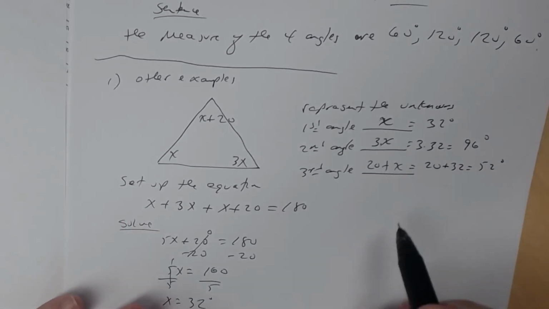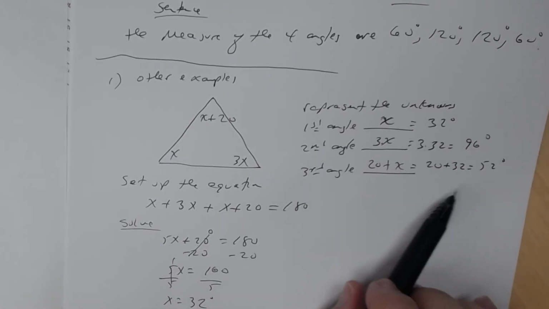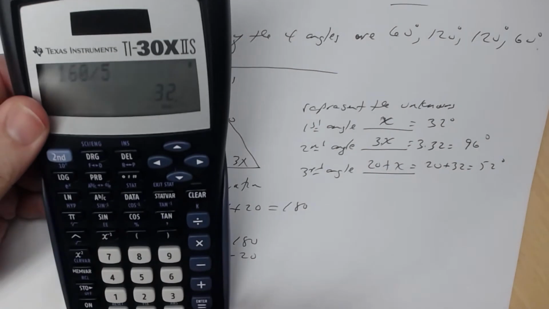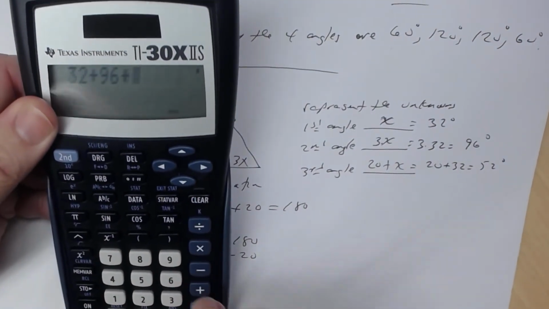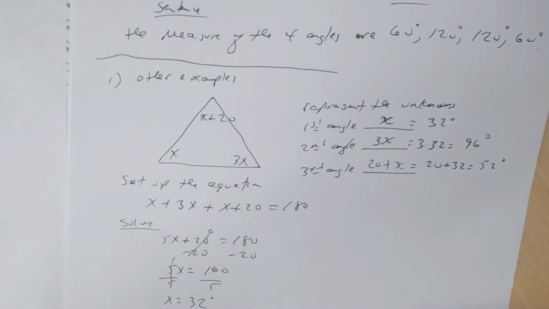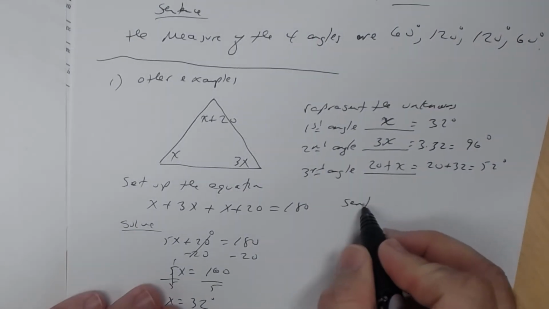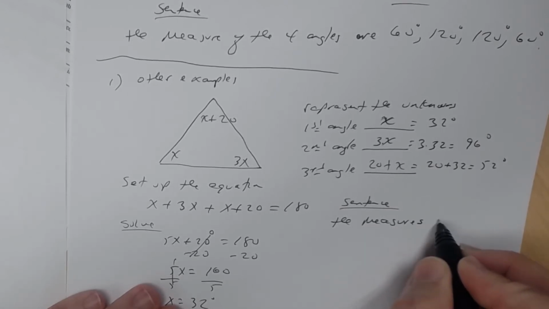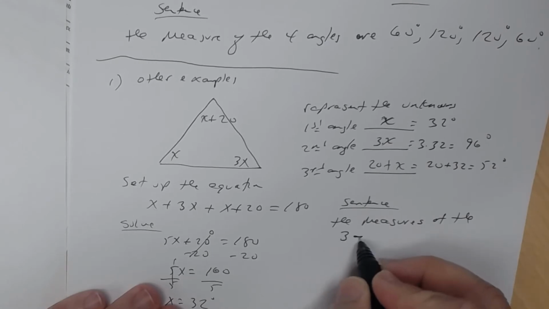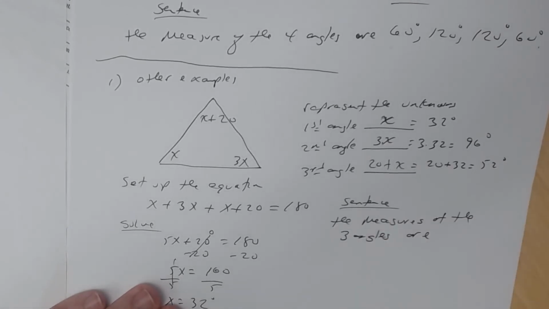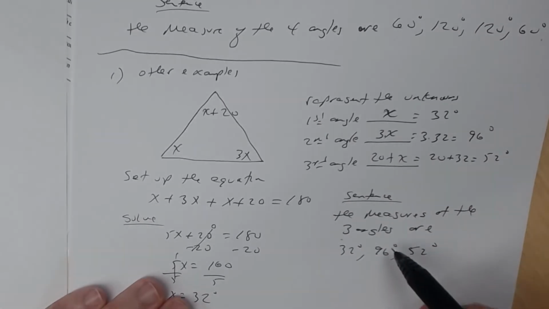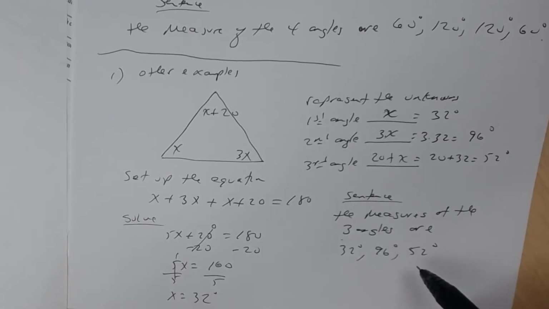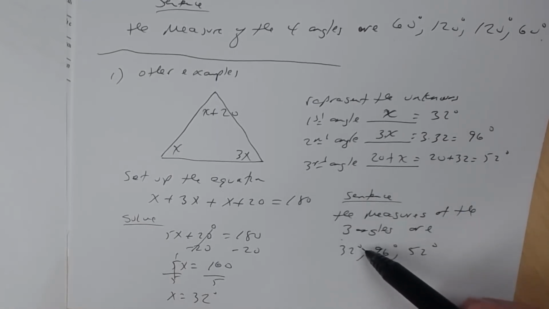Okay? And so just make sure that they all add up to be 180. You could have easily made a mistake in your computation, so just make sure 32 plus 96 plus 52 equals 180. And so your sentence, you're going to say the measures of the 3 angles are 32 degrees, 96 degrees, and then 52 degrees. Just make sure, again, you use the symbol for degrees. Don't just say 32, 96, 52. You do have to say the units, so make sure you put the symbol for degrees.